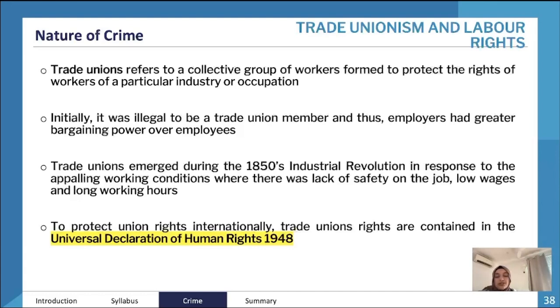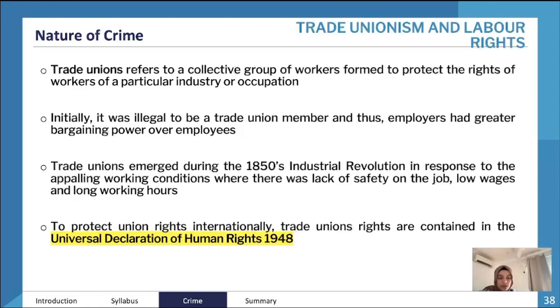So when it was initially founded as a concept, it was illegal, and thus employees had really little to no rights. Employers sort of just told them what they would be given, and employees sort of just had to deal with that.